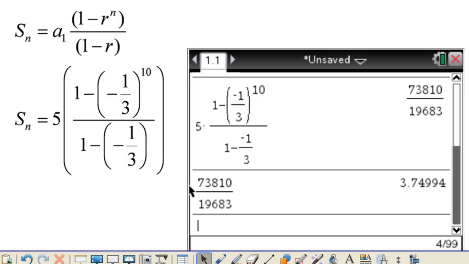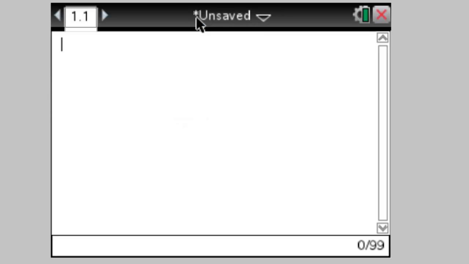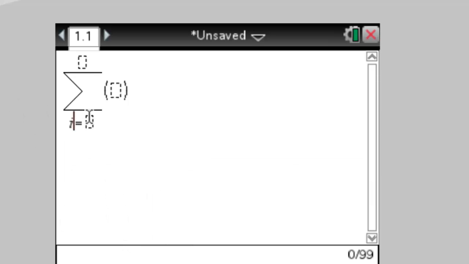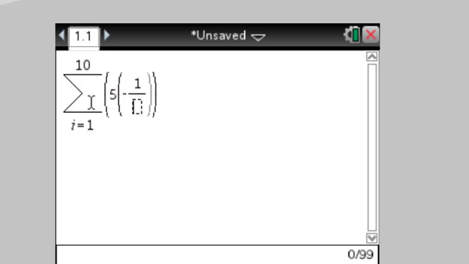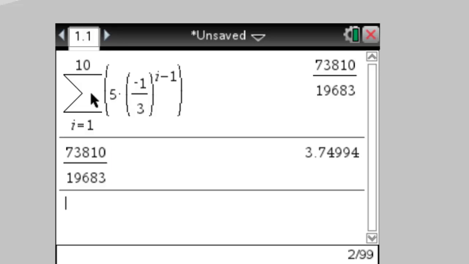Now, if we want to verify this result on our graphing calculator, then I can go ahead and use the sum feature. So I'm going to press menu. I'm going to add a calculate page. I'm going to go ahead and get the summation. And just to remind ourselves, we started from i equals 1 to 10 of 5 times the quantity negative 1/3 raised to the i minus 1. And notice how it yields the same exact value. And if I hit Control Enter, then I still get 3.74, which would round to 3.75.